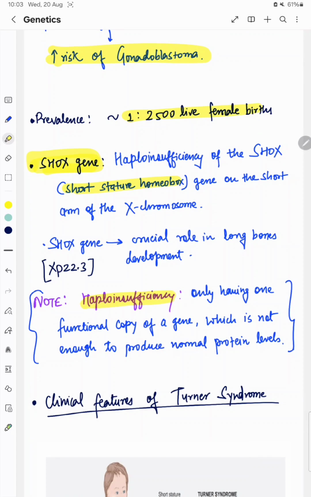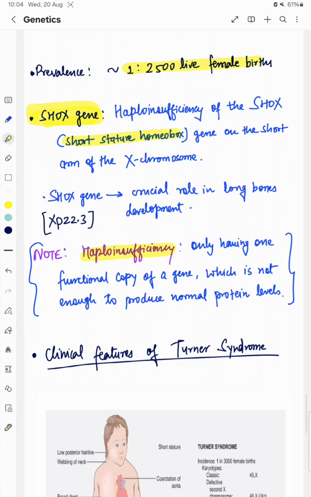What is haploinsufficiency? Haploinsufficiency is having only one functional copy of a gene, which is not enough to provide a normal protein level, as seen in Turner syndrome. The patient has only one copy of the X chromosome.